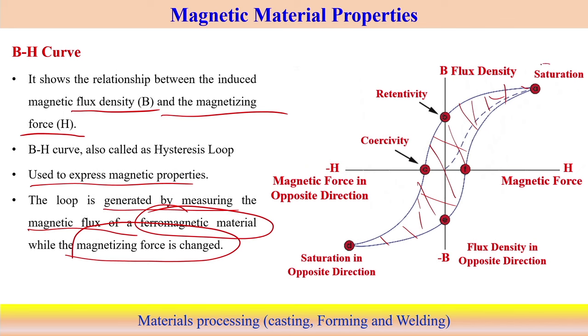Here we see there is a saturation point; further magnetism is not possible, we cannot go beyond this maximum, and the magnetic force can be reached only up to certain values of the flux density. Then retentivity and coercivity are there, and there is opposite flux also: B positive here and negative flux density in the opposite direction, and similarly the magnetizing force in the opposite direction, minus H. This is the saturation point in one direction and this is the saturation point in the opposite direction. So there is a lot of typical terminology associated with this BH curve, and we will try to discuss it.